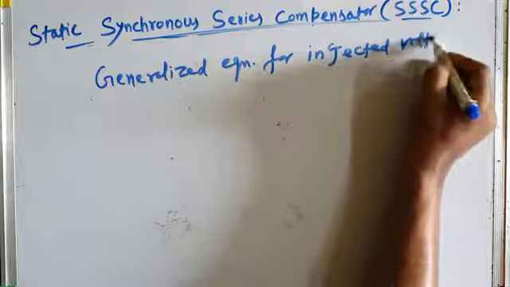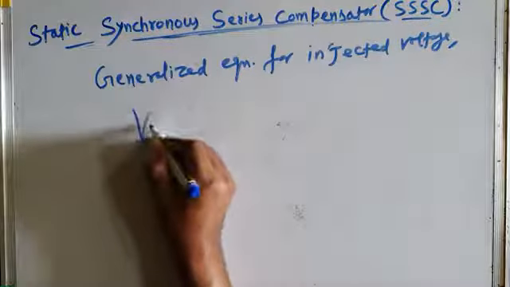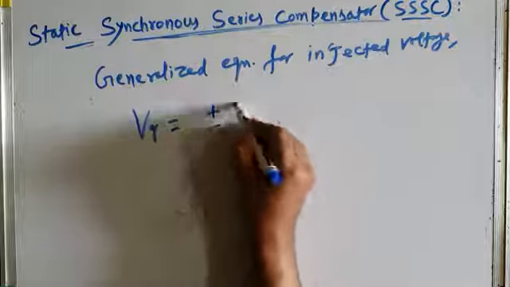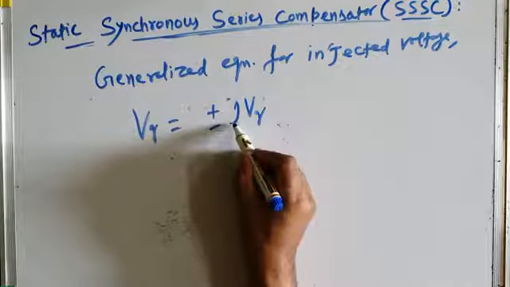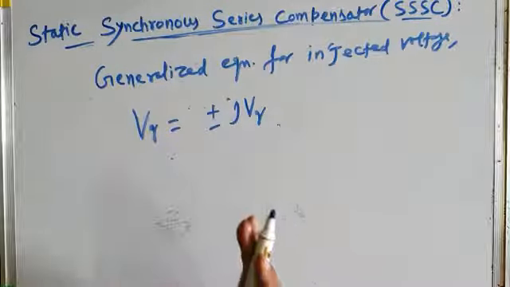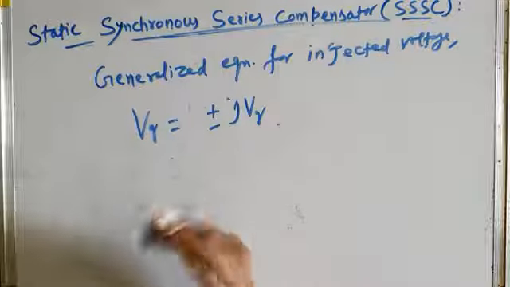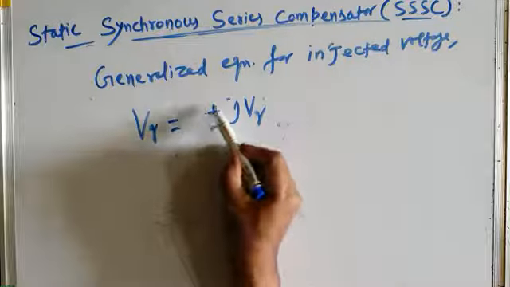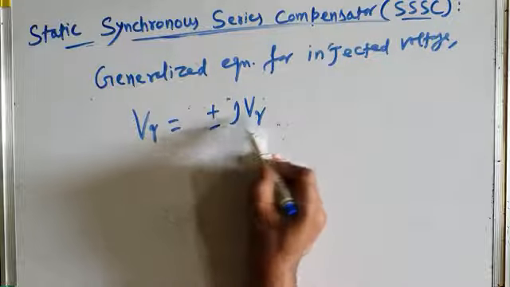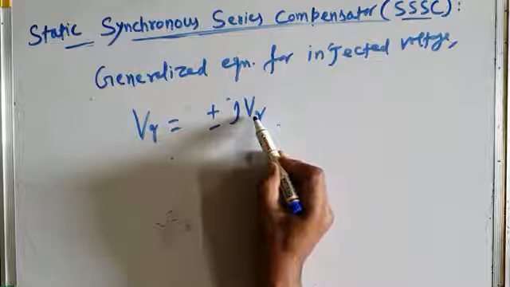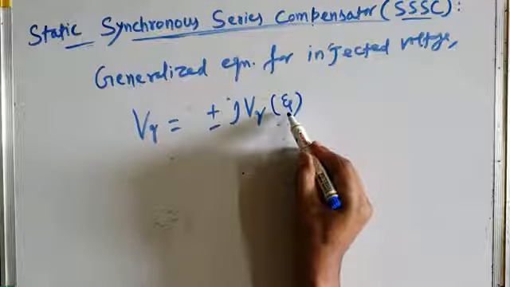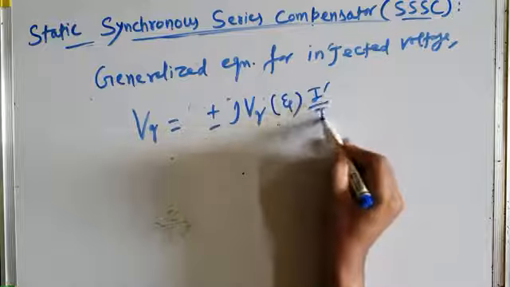The generalized equation for the injected voltage is VQ is equal to plus minus j VQ. I am writing j because this voltage is in quadrature with the current. It either lags the current by 90 degrees or leads the current by 90 degrees, so that's why I am writing plus minus. Plus means the voltage leads the current by 90 degrees. Minus means it lags the current by 90 degrees, and it is a function of a control parameter, sigma, and then I dash by I.